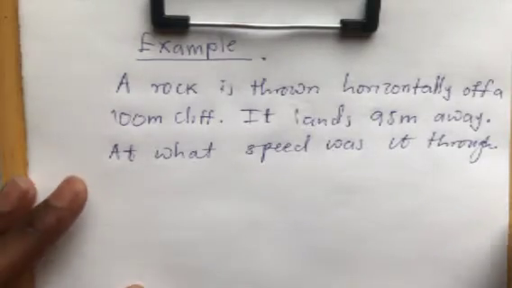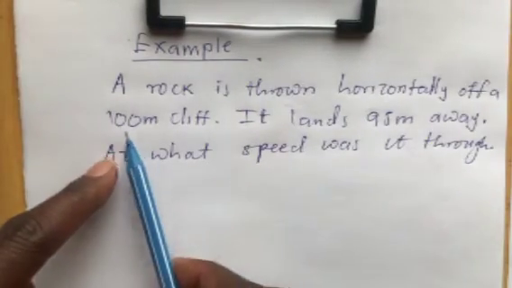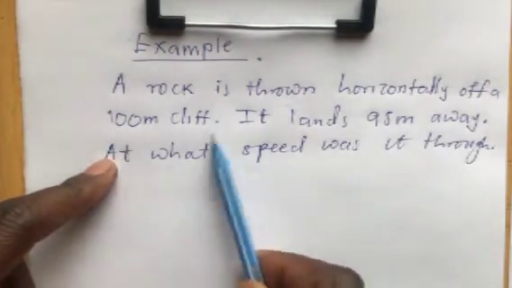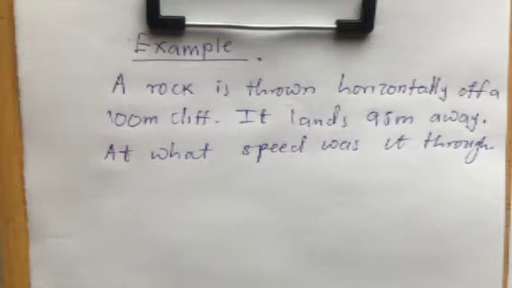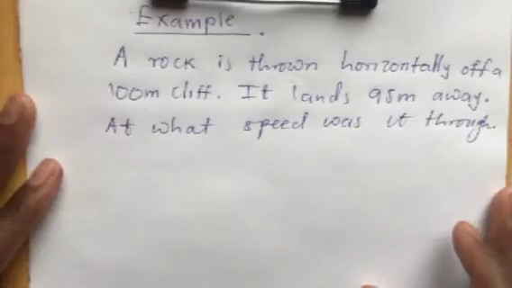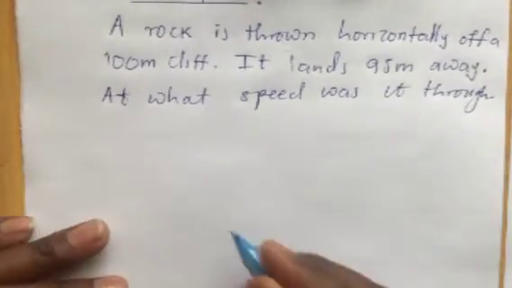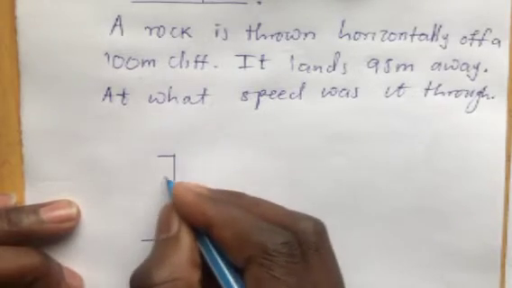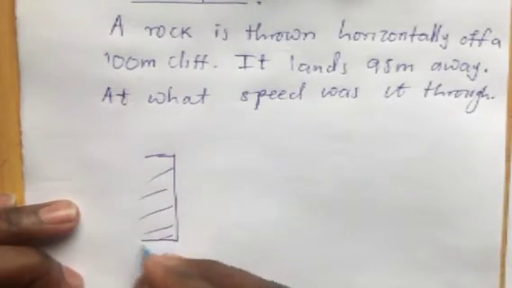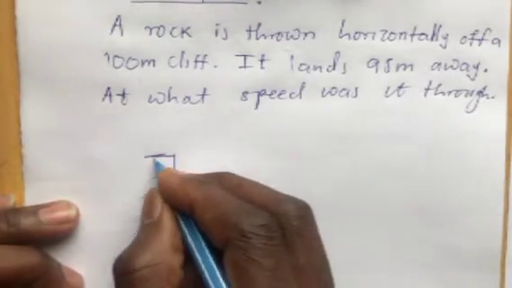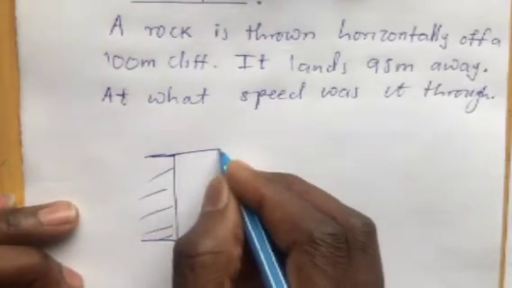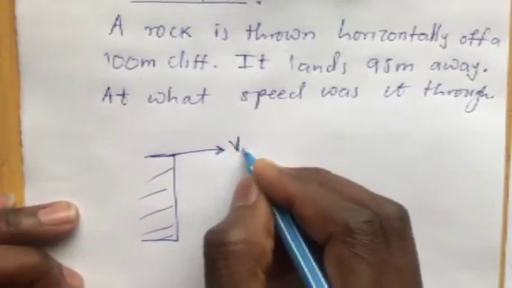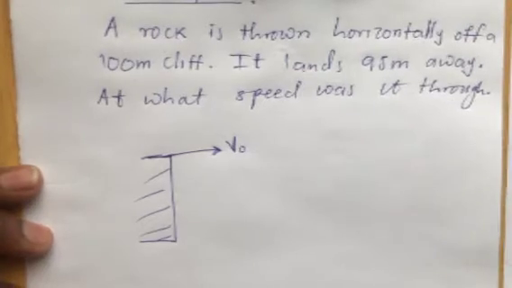So here you find that if they tell you the object was moving from a cliff and then it lands away from the cliff at a distance of 95 meters, what you should always do first of all is sketch. The sketch is very important at this moment. So this is the cliff. Then the object was thrown horizontally. It had the initial velocity v initial, that is horizontal.